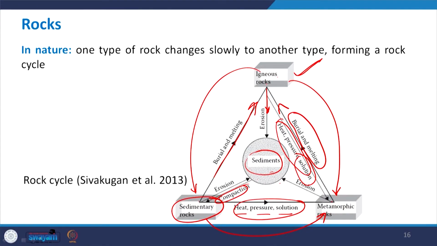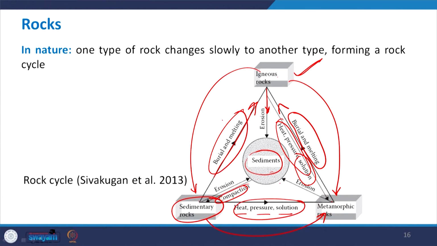So, what this cycle gives me the idea is that one rock can get changed to the other rock type, like igneous rock upon erosion and compaction can be converted to sedimentary rock. Sedimentary rock under the application of heat or pressure or solution can be converted to metamorphic rock. Metamorphic rock and sedimentary rock, when they are subjected to burial or melting by some agency, can be converted to igneous rocks.